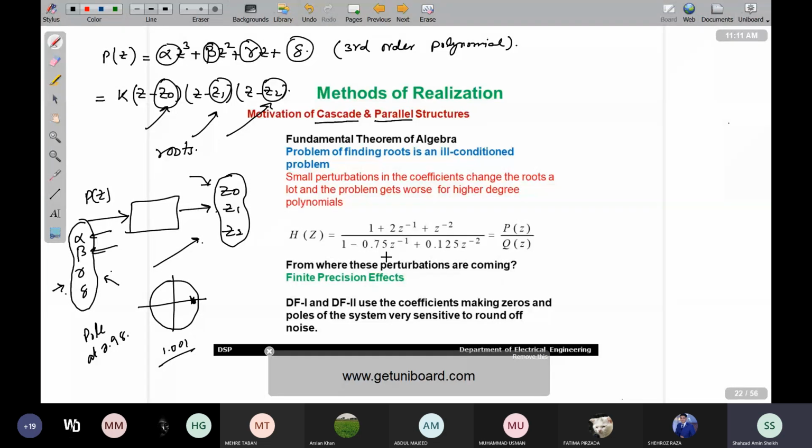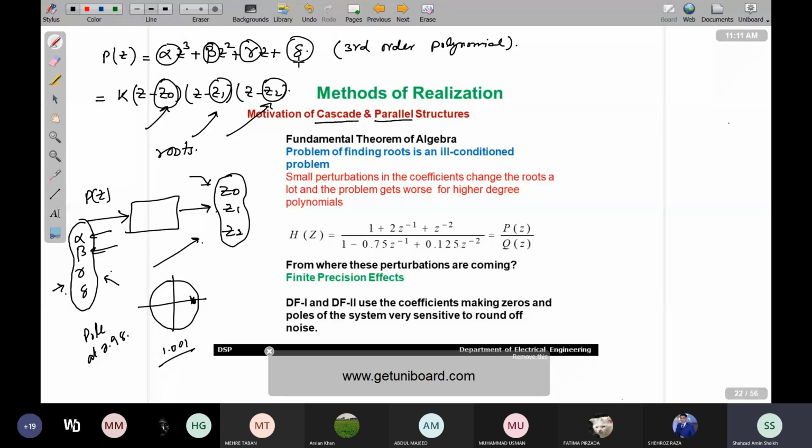फंडामेंटल थ्योरम ऑफ अलजेब्रा ये कहता है कि any polynomial in one variable, like suppose this is a polynomial in variable z or z inverse, can be factored into simple first order terms, that is, a polynomial of degree n can have n real roots or complex roots. Suppose मेरे पास p of z है, so p of z is suppose alpha z cube plus beta z square plus gamma z plus delta.